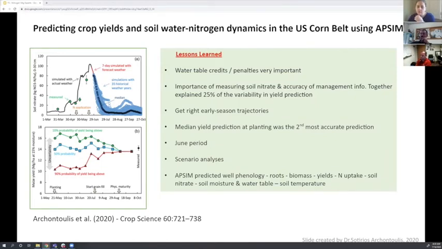What we learned is that it is very important to account for this factor in the prediction protocols, no matter which model we're using. It's a big factor and affects the yields and the response to nitrogen.